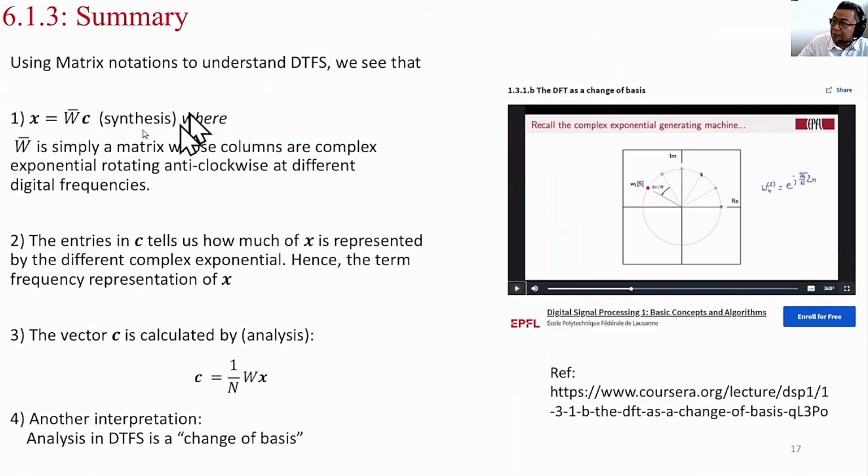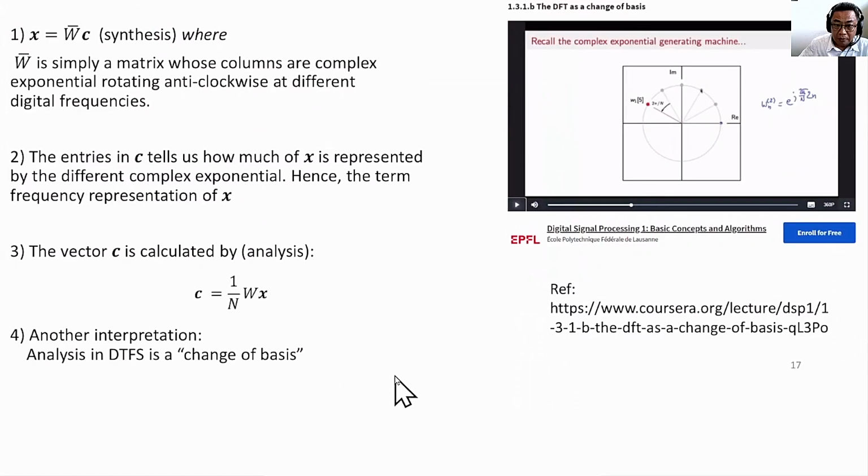So finally, we summarize again. The synthesis equation looks like this: x equals W bar C. The analysis equation looks like this: 1 over n W times x equals C. We now interpret analysis and synthesis as matrix transformations on the vector C as well as the vector x. Thank you.